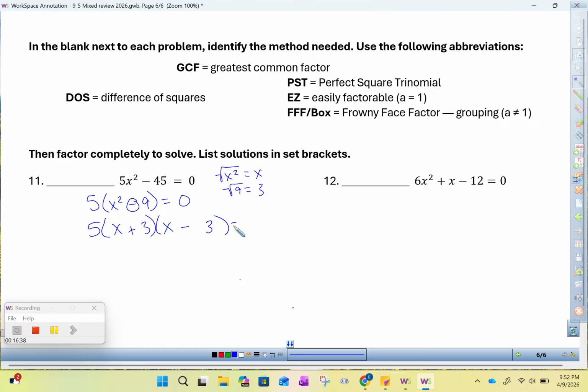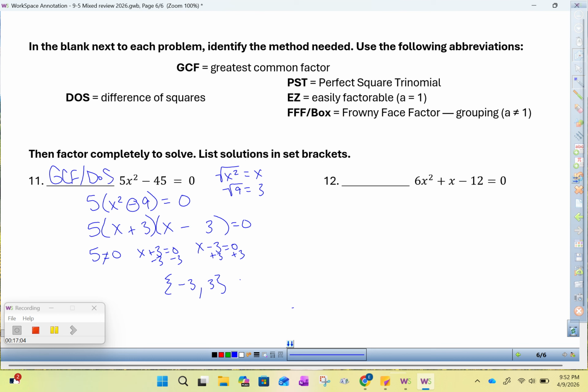With that in mind, we're going to have two different answers. The 5 equals 0 doesn't mean anything for us, but the x plus 3 equals 0 and the x minus 3 equals 0 do. We're going to subtract 3 for this one, giving -3, and add 3 for this one, giving +3. Okay, so this one was a GCF with a difference of squares.